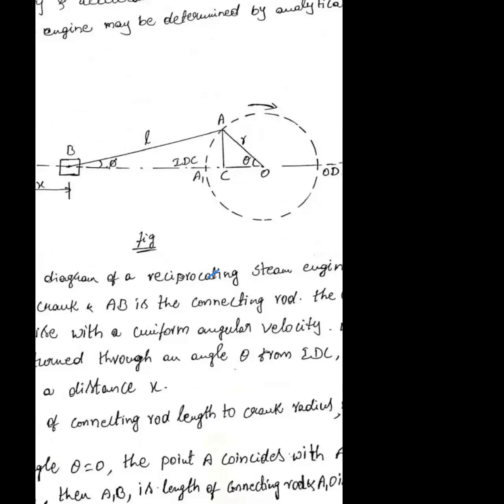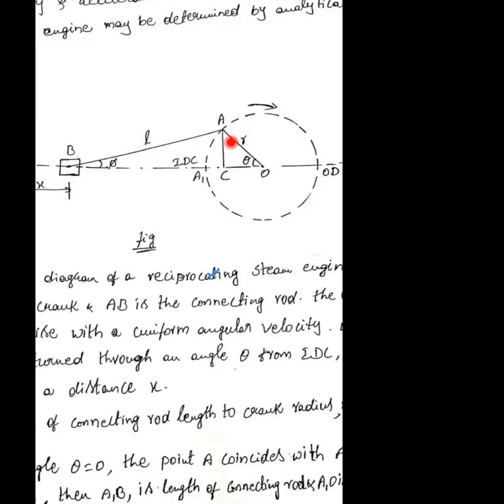Okay, triangle ABC is one, and triangle AOC is the other. So both triangles are there, ABC and AOC, and both triangles get the same opposite value. All of you observe that: AC is the opposite side in both triangles.